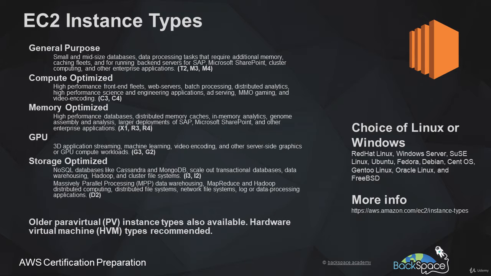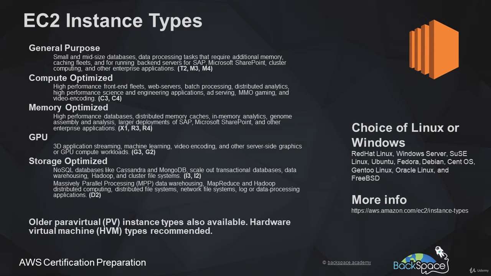So the EC2 instance types, you need to know these. There's 5 of them, and you need to understand what they are and in what applications you would use them. The first one, general purpose, so the name says it all. It has a good balance of compute, memory and storage. It is generally used for small and mid-sized databases, for running SAP and SharePoint servers, and other enterprise applications. The instance types there are T2, M3 and M4.